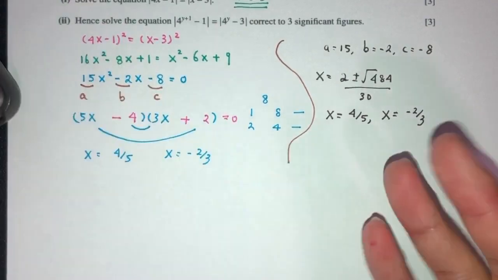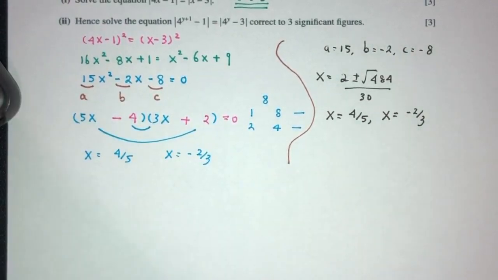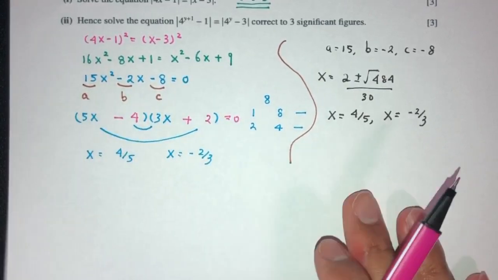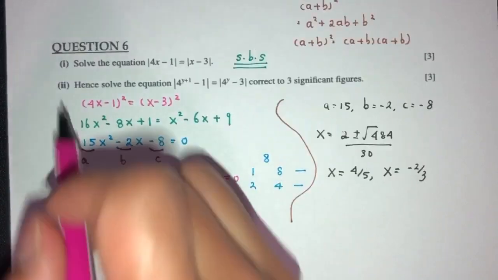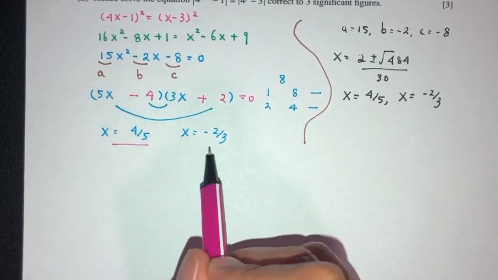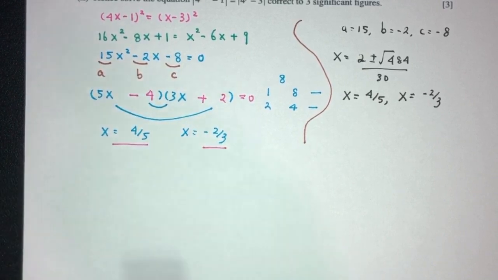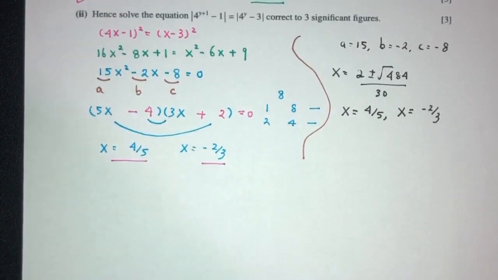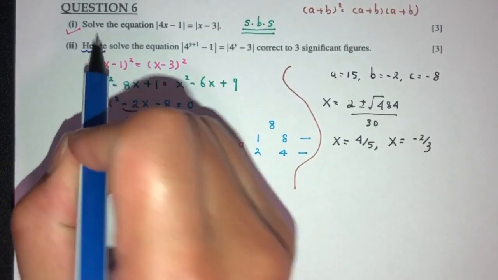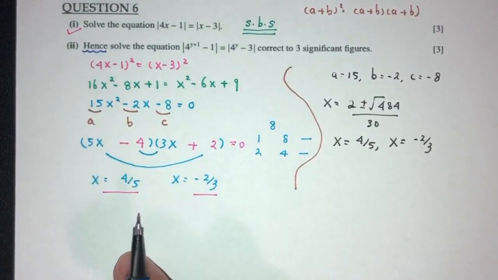As you can see, same answers, less headache, just use your formula directly to solve for the values of x. And this is your answer for part 1 of your question. Solving, we found these two satisfy your equation. Now for part 2, as you can see, it says hence. Whenever you see hence, it means using part 1 to help you with this.